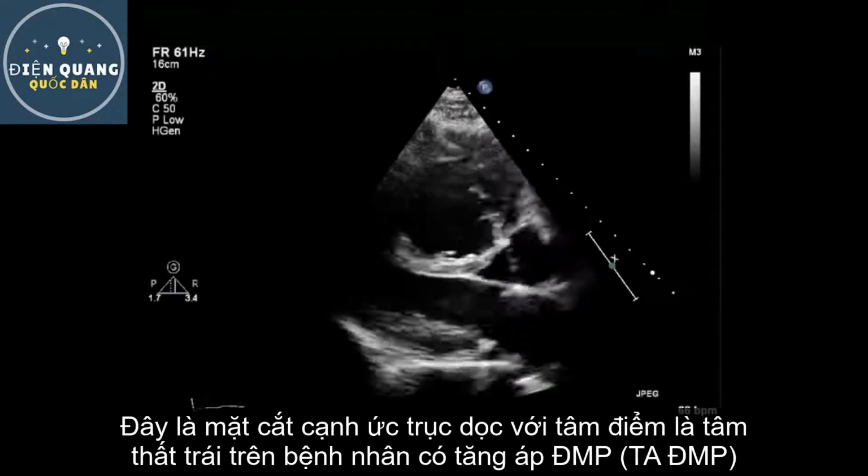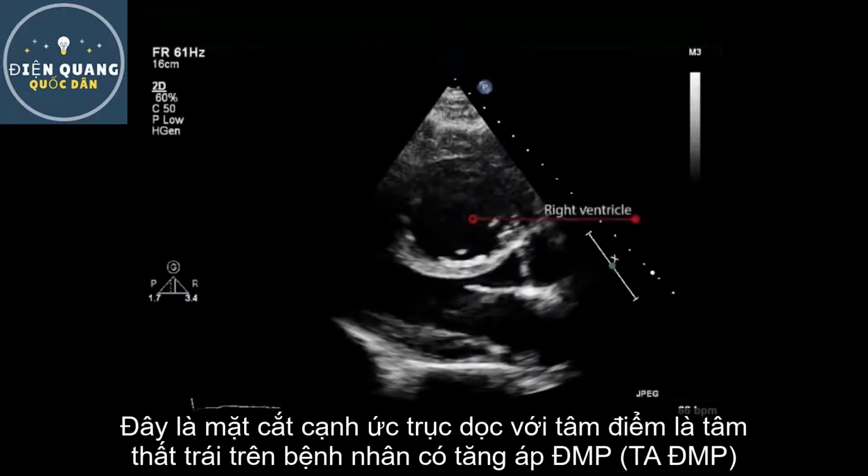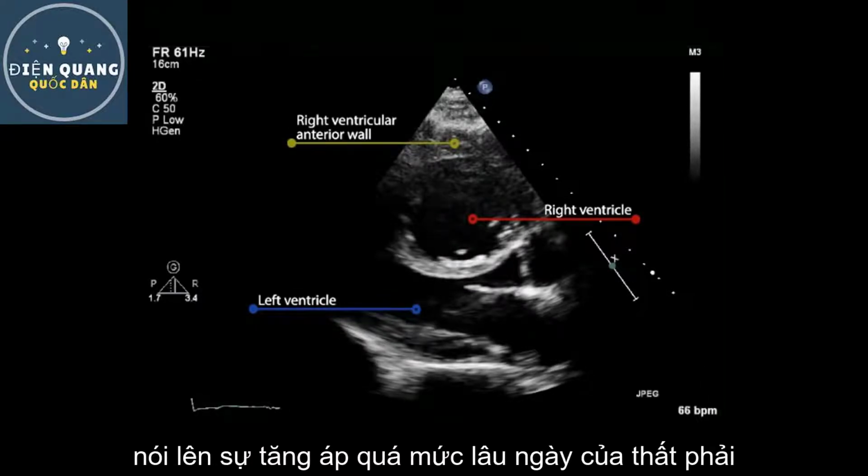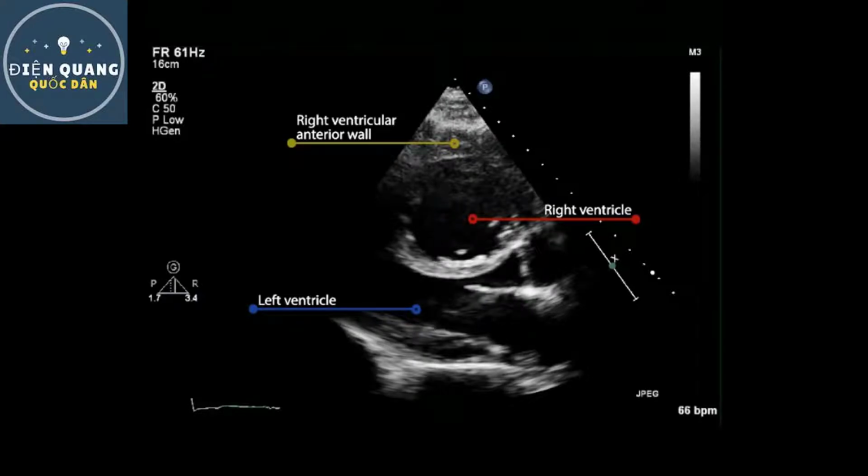This is a parasternal long-axis view of the left ventricle in a patient with pulmonary hypertension. We can see how the right ventricle is severely dilated and hypertrophied. The left ventricular cavity is small due to the chronic right ventricular pressure overload.